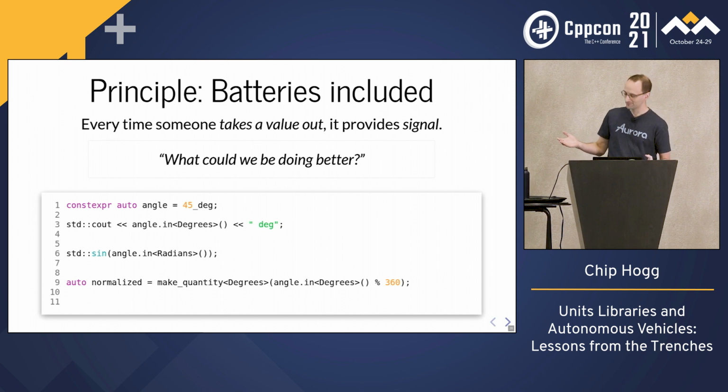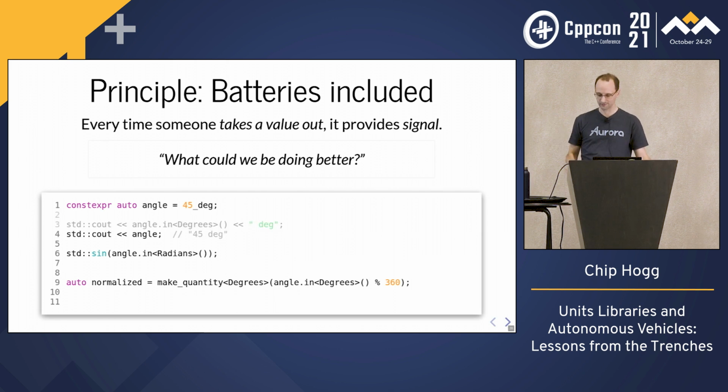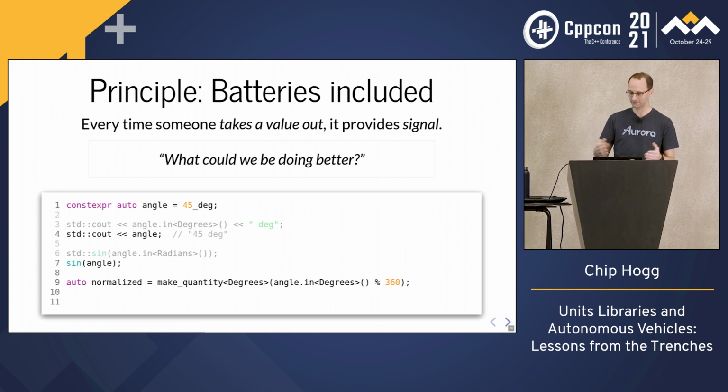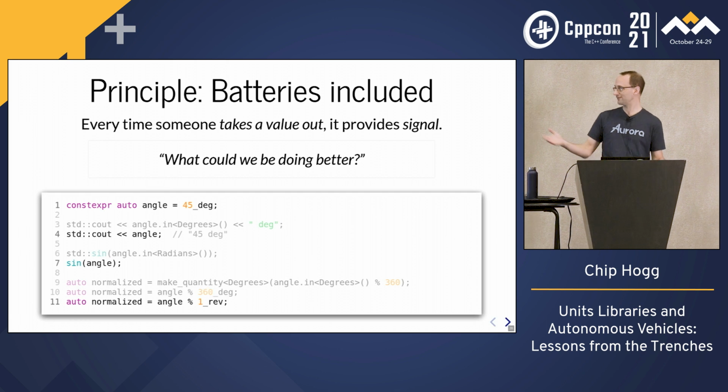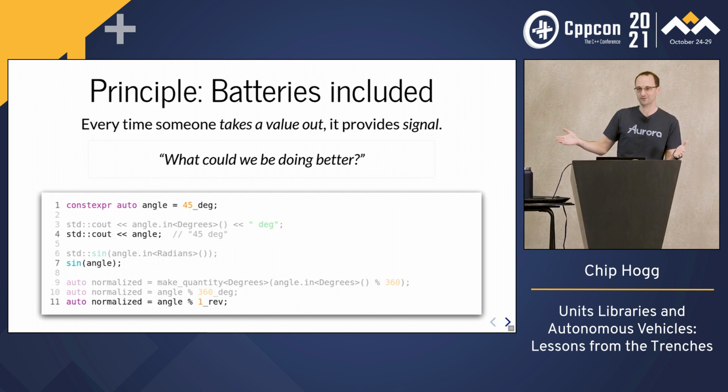In fact, with native support, these things end up better than what you could get with the raw numeric types. You can get your units printed for free. You can actually write sine of 45 degrees. And you can take the mod via 360 degrees. Or better yet, take the mod via one revolution. That's the idea you're really trying to express anyway. Units libraries are all about better user experiences, not burdening users.